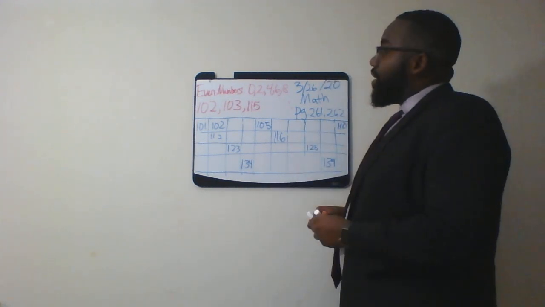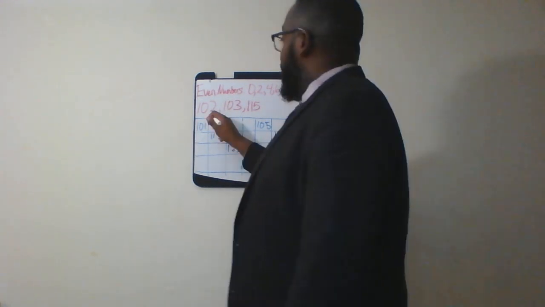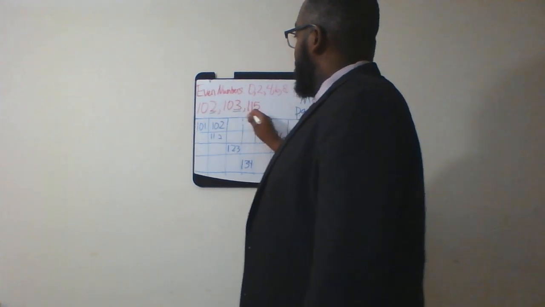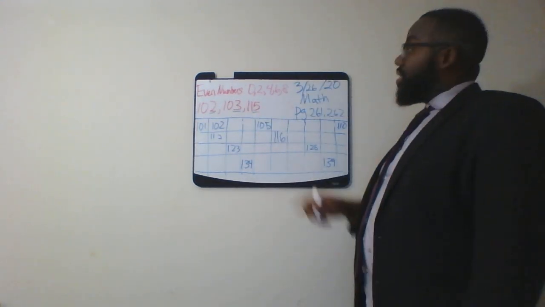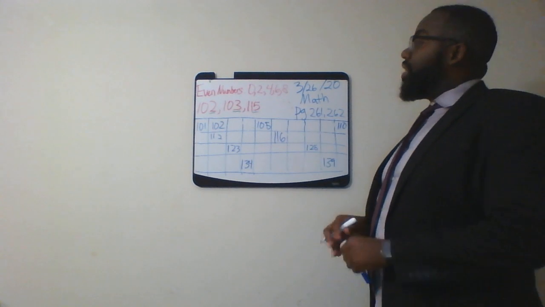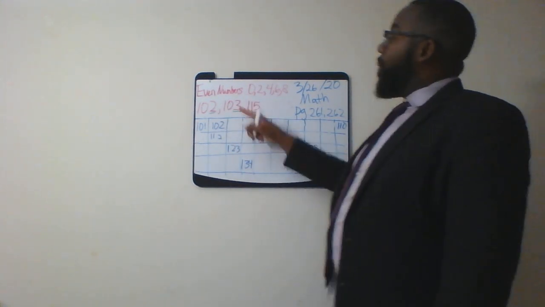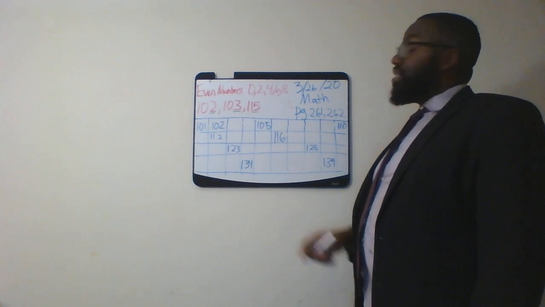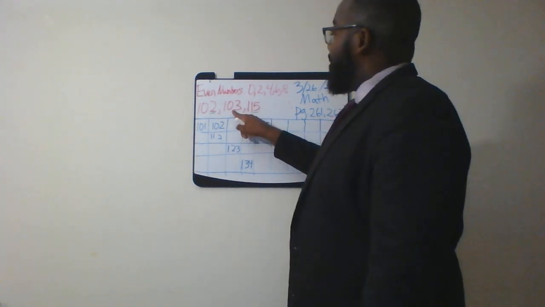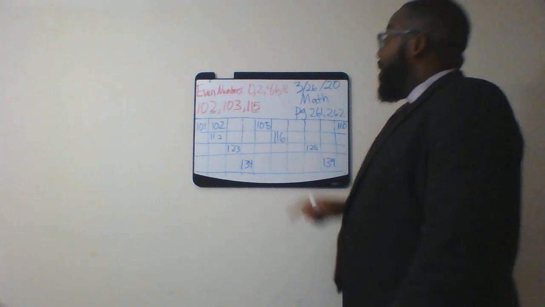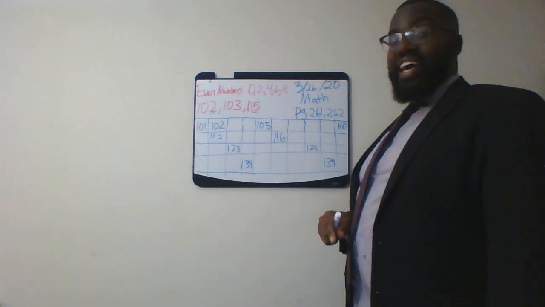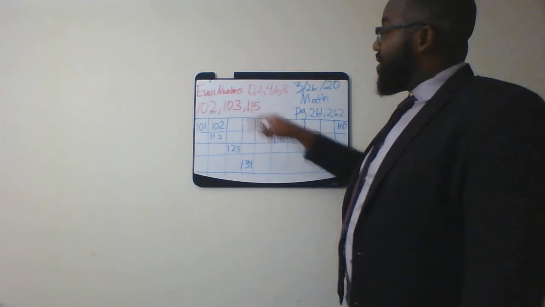So all you have to look at is the number in the ones place, and then you can relate it to your even numbers. So 102, that is an even number. 103, that is not an even number. I'll try to trick you there. 115, that is not an even number. Okay?